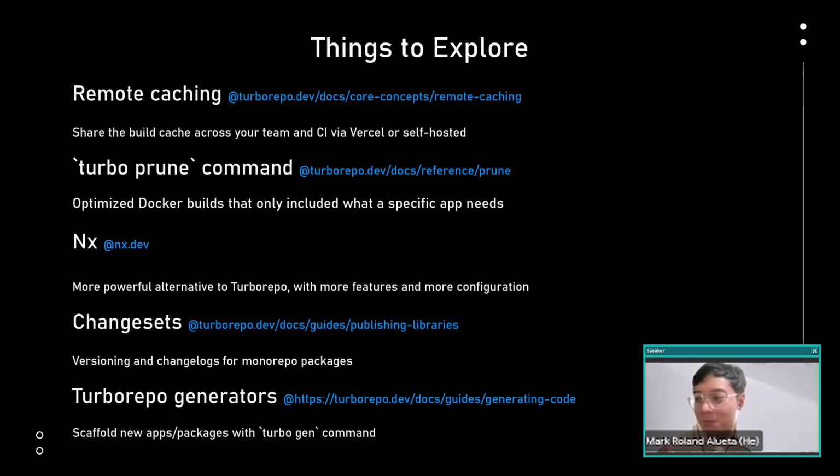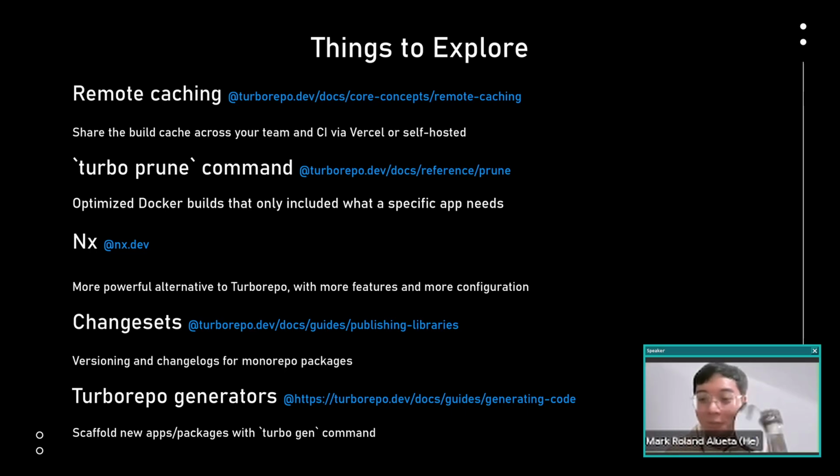But I have things that you can research further. Here are some things you may take interest in. First, remote caching: share the build cache across your team, with Vercel or self-hosted. Turborepo actually has remote caching.